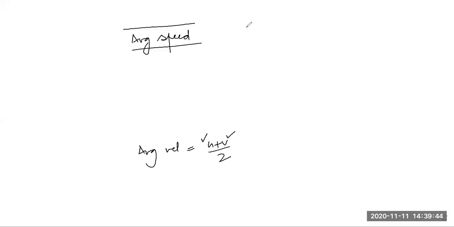Students, how we can calculate the average speed? See, how we can calculate average speed? Yesterday I told you average velocity is equal to u plus v by 2, where u is the initial velocity and v is the final velocity. How we can calculate average speed? You can calculate average speed by this formula: total distance divided by time taken.